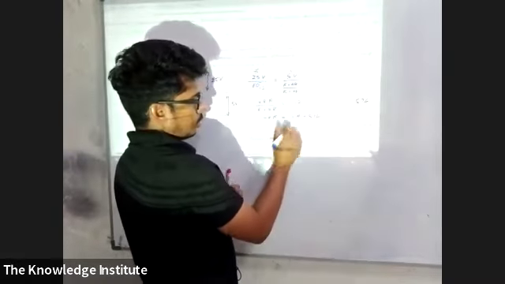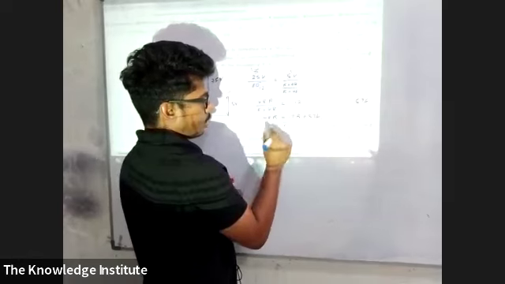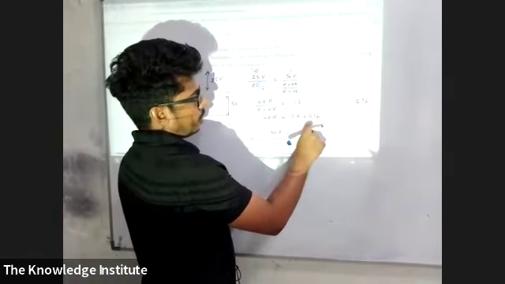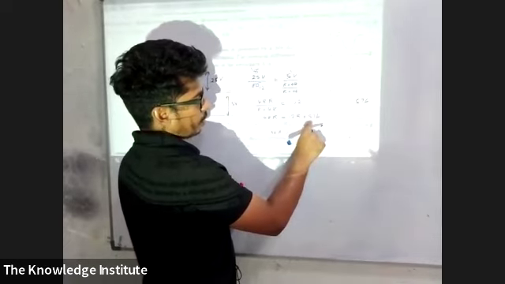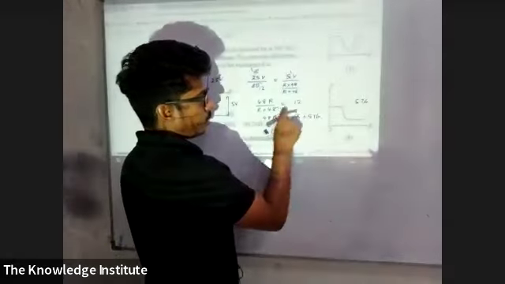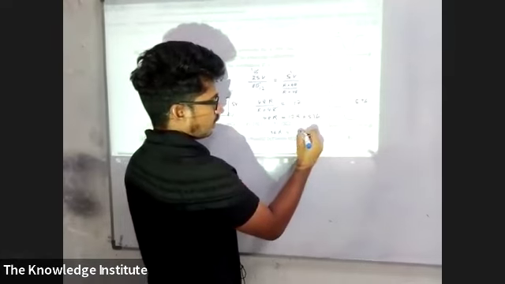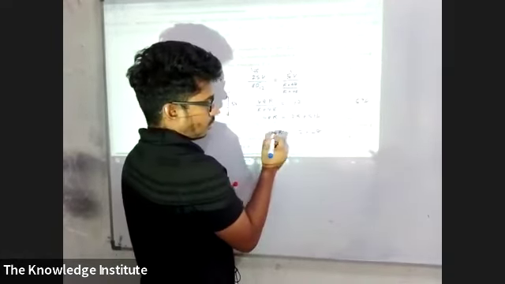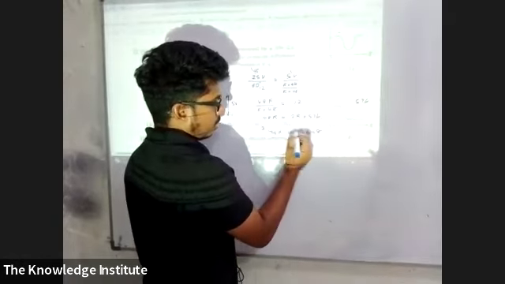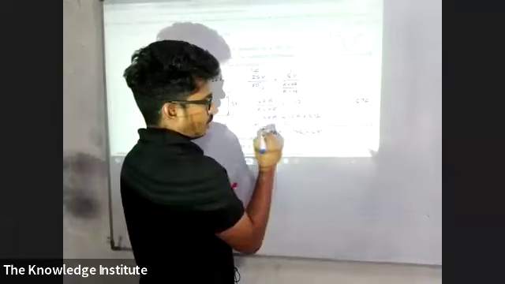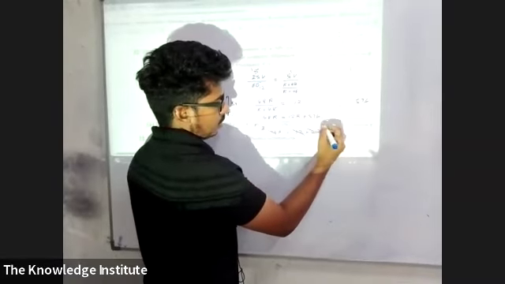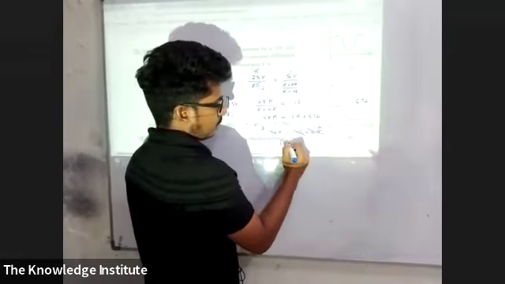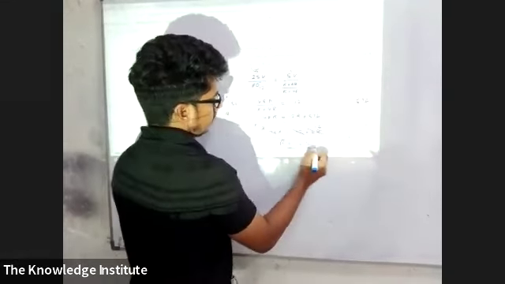So 48 minus 12, 36 R equals 576. We got this by multiplying 12 into 48. I need to multiply that. So here 12 into 3, 12, 3 into 1, 3 into 3, 16. So R equals 16 ohms.